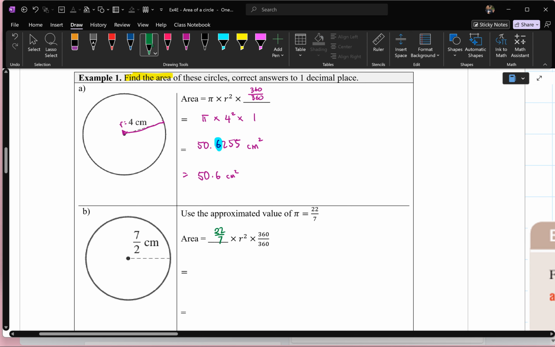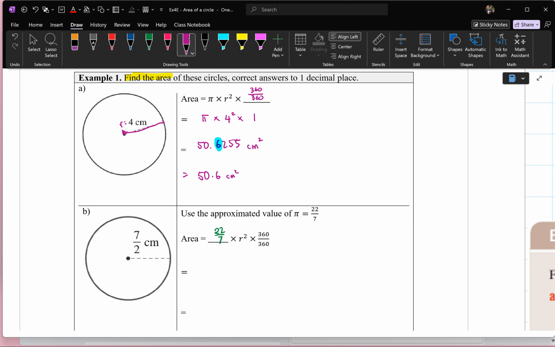What's my radius? Let's go with Millie. What's the radius for this question? B? Very good. Keep it at 7 on 2. You can change it to 3.5, but I want you to practice typing fractions on your calculator as well. Okay, keep it at 7 on 2. So here, let's write it out. You got 22 on 7. That's your pi. Times radius, which you told me is 7 on 2 squared, times, and notice this is a full circle, that's why it's 360 over 360.